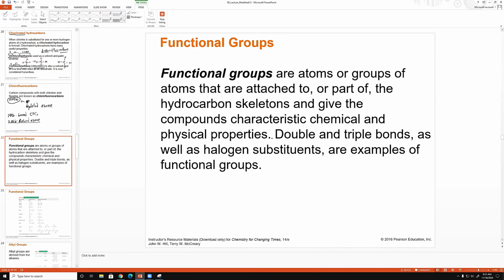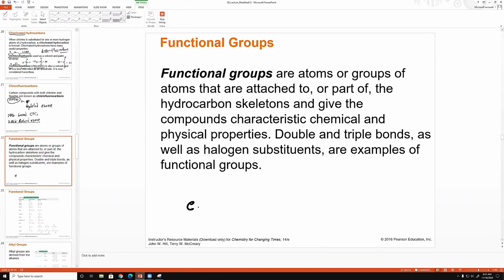Now, what does that mean? That means you can basically make modifications and attachments to hydrocarbons. And we did that already with the chlorinated hydrocarbons and the fluorinated hydrocarbons. Those are considered functional groups. And we made attachments. So you can make different types of attachments. You can make something into an alcohol.